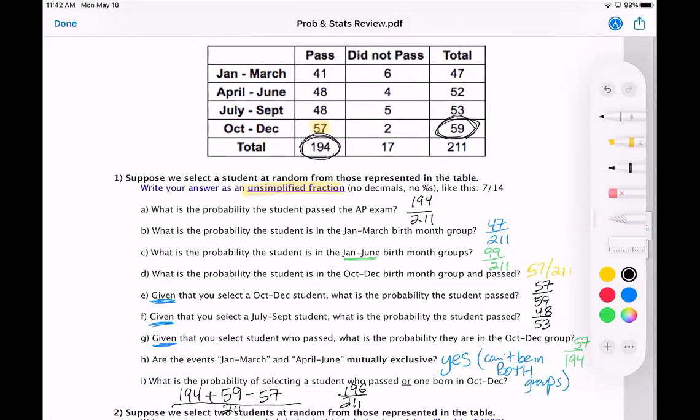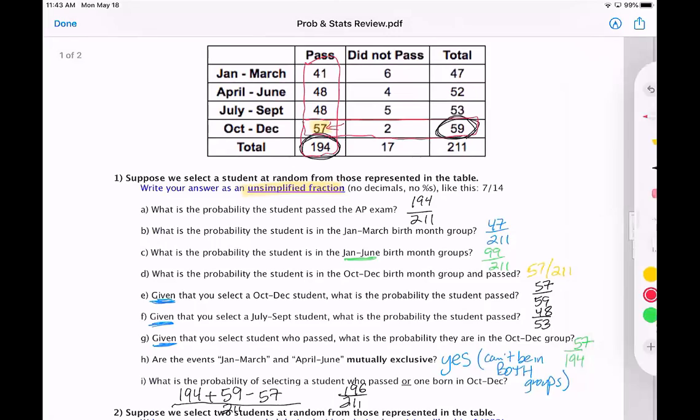Now we're not subtracting the 57 because we don't want both to happen at the same time. We're subtracting the 57 because we counted them here and we also counted them here. So you shouldn't double count those 57 students. If they're counted as passing, you shouldn't also count them again as October to December students. So you should get 196 out of 211.